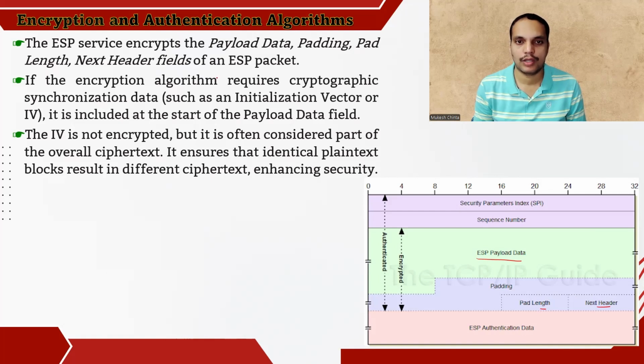Now, if the encryption algorithm requires cryptographic synchronization data, such as the IV, it is included at the start of the payload data field. If there is an IV present, it would be present here on top as a separate value. Do remember that the IV is not encrypted. Though it forms part of the ciphertext, it is sent in the clear. It ensures that identical plaintext blocks result in different ciphertext, enhancing security. We discussed the role of initialization vector and nonces in our earlier videos. They play the same role here also.